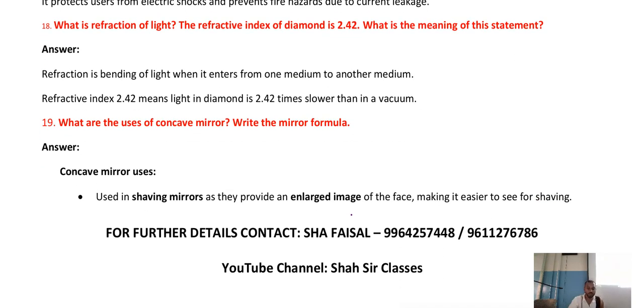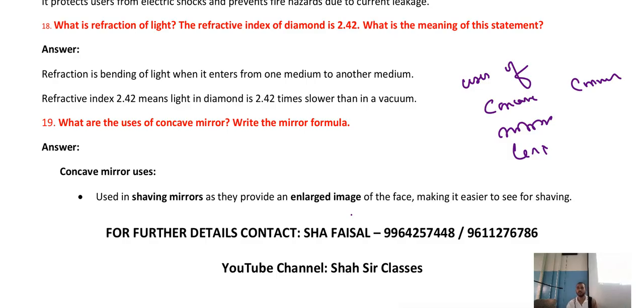One more important question. Remember the uses of concave mirror, convex mirror, and concave lens and convex lens. Remember the uses. And also the differences between concave mirror, convex mirror, concave lens and convex lens. Any doubts?